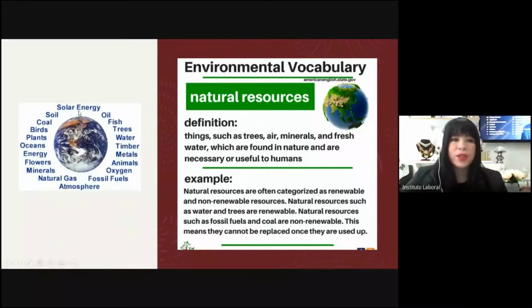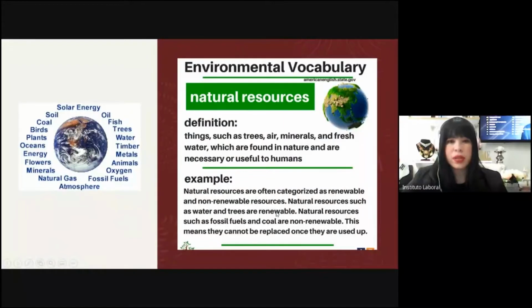We have solar energy, oil, fish, trees, water, timber, metals, animals, oxygen, fossil fuels, atmosphere, natural gas, minerals, flowers, energy, oceans, plants, birds, coal, soil.